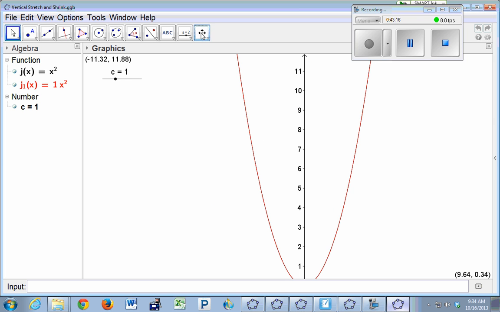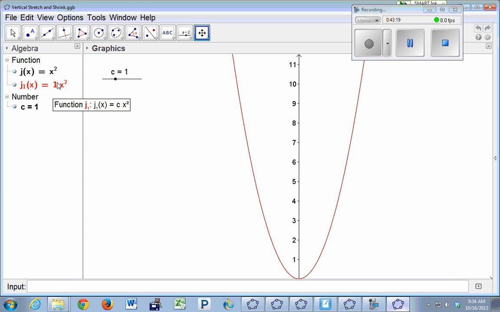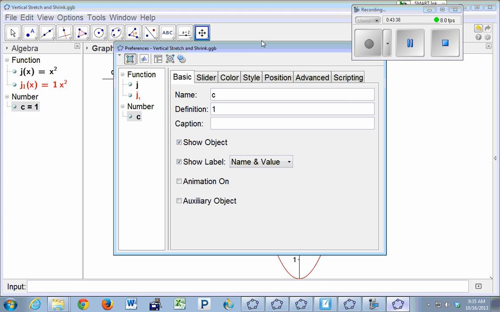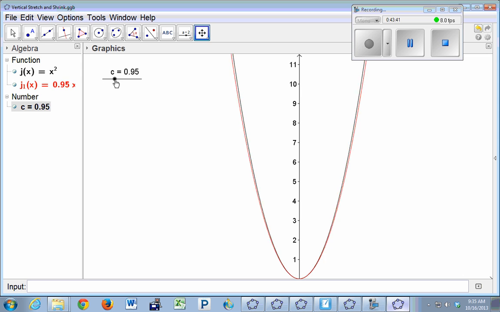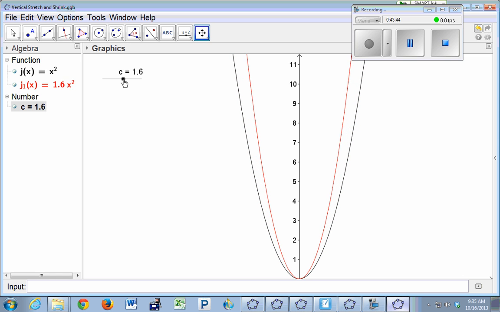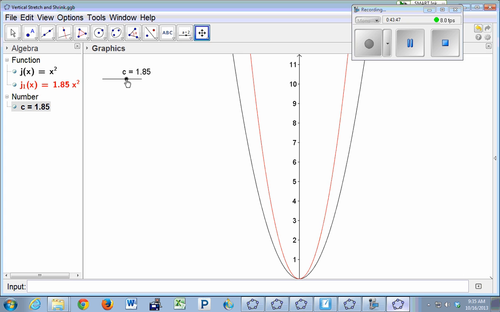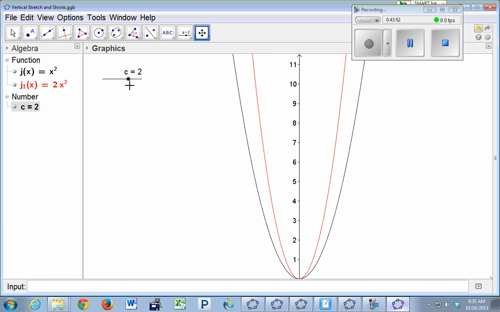So here's our function, x squared. Here is our offspring. Notice when c is 1, it looks like exactly the same function. So you don't see another function. So what have we just changed c to? We've changed it to 2. So let's move c. Change it to 2. Ooh. Oh, why is this so nice, this stretch now? Feels good.